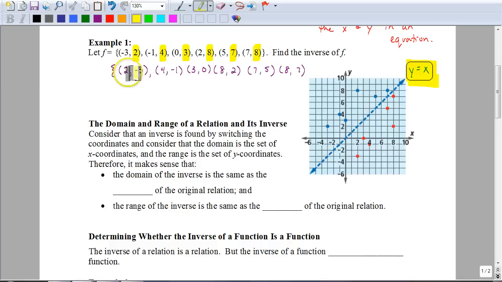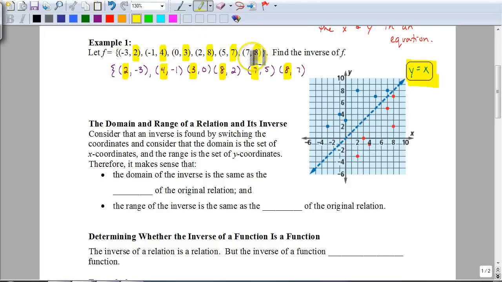Now look at our domain for our inverse and our range for the original. Notice that they're the same, which makes sense because if we switch the x and the y around, what would have been the range for the original function would now become the domain in our new relation.